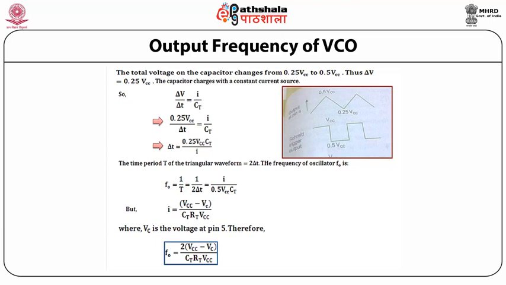CT. But we know that the expression for I is equal to VCC minus VC divided by RT, where VC is the voltage at pin 5. Therefore, F0 is equal to 2 multiplied by VCC minus VC divided by CT RT VCC.